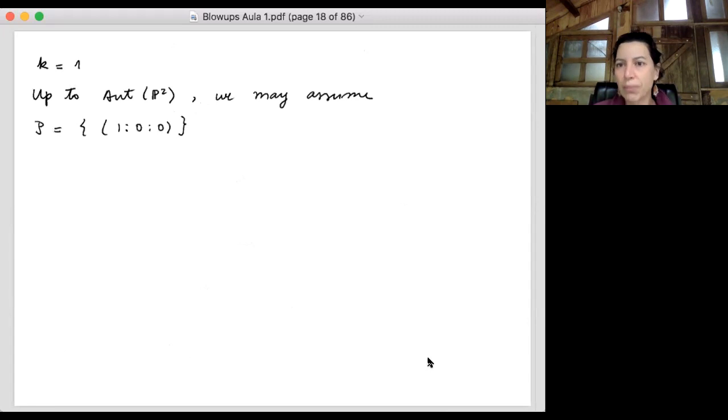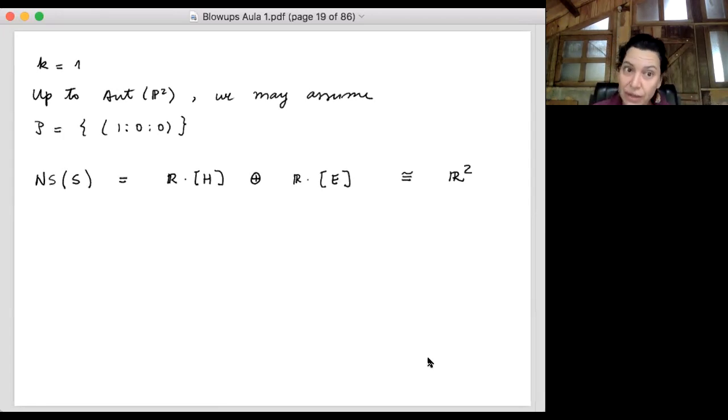So let's start with 1 point. We fix 1 point, and then up to automorphism of P2, we may assume that this is the point with coordinates 1, 0, 0. So there's no moduli here for a small number of points. You can always choose it to be this point. And then in this case, the Néron-Severi space of the surface is two-dimensional. So it's generated by the pullback of the hyperplane section and the exceptional divisor over the unique point P.